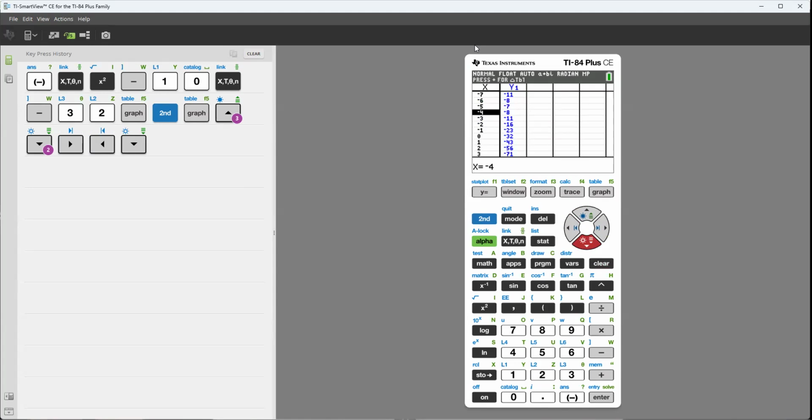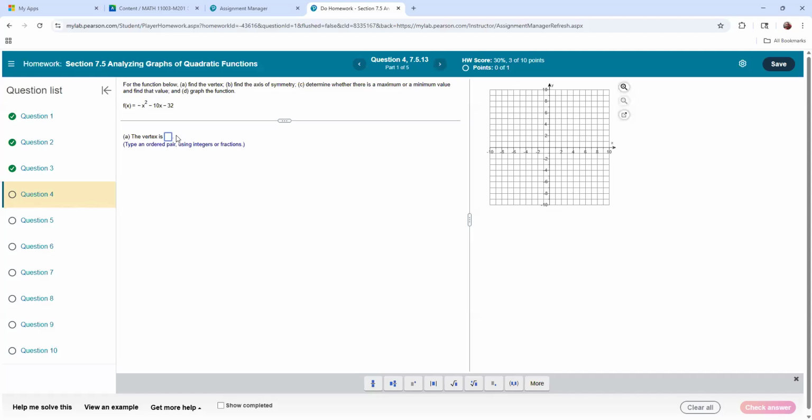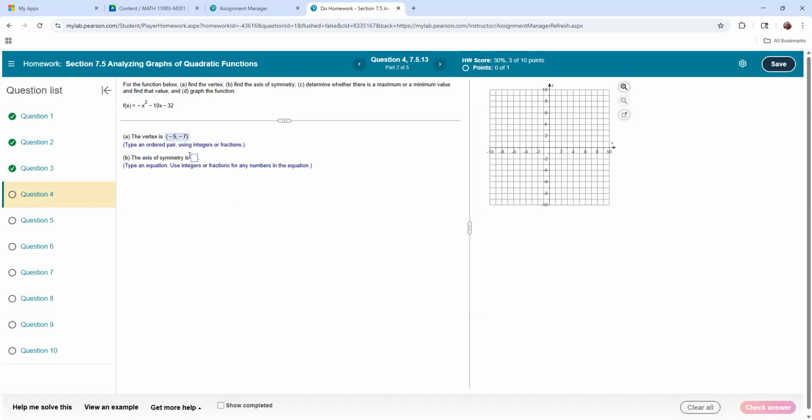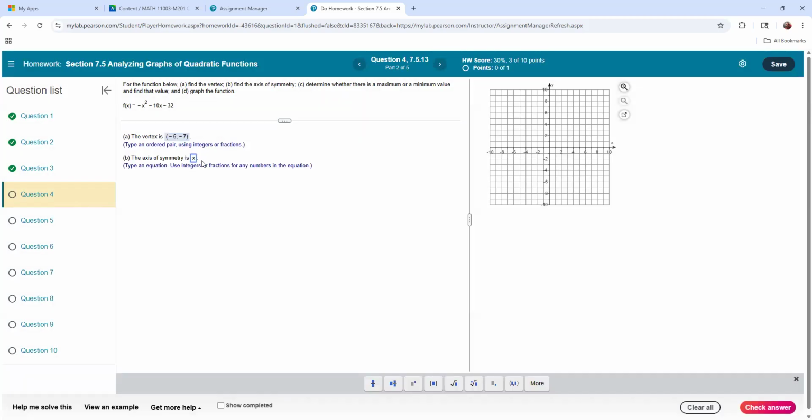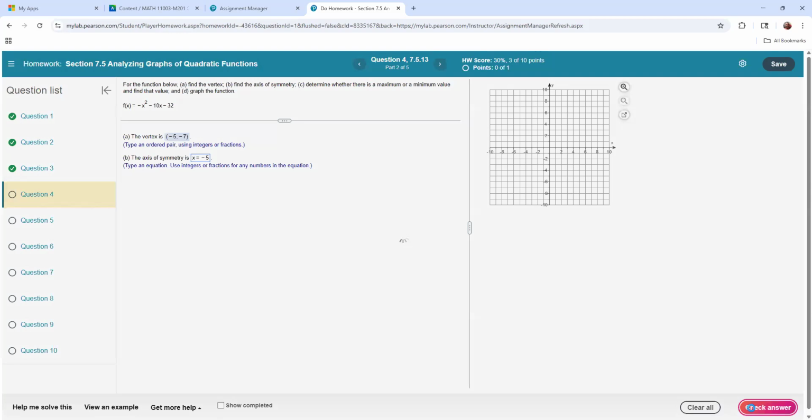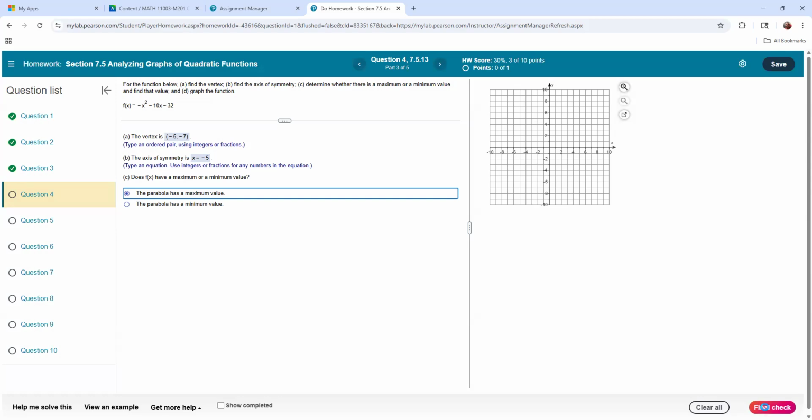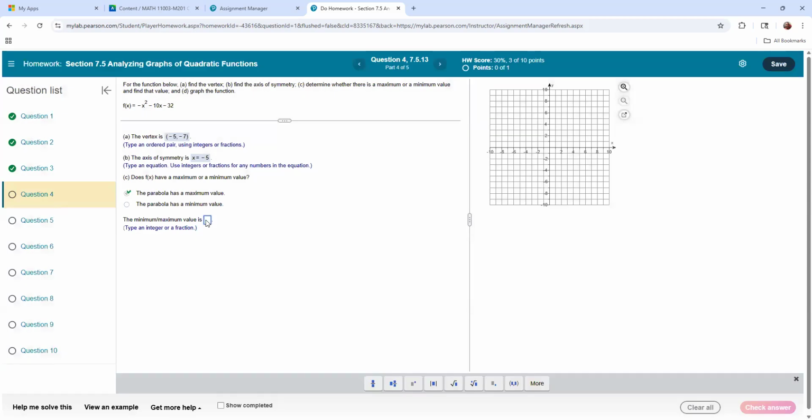Okay. So let me go to Math Lab. So it's going to want everything in here first. So vertex was -5, comma, -7. Axis of symmetry was x equaled -5. We said this time we had a maximum value. And the maximum value was the -7.